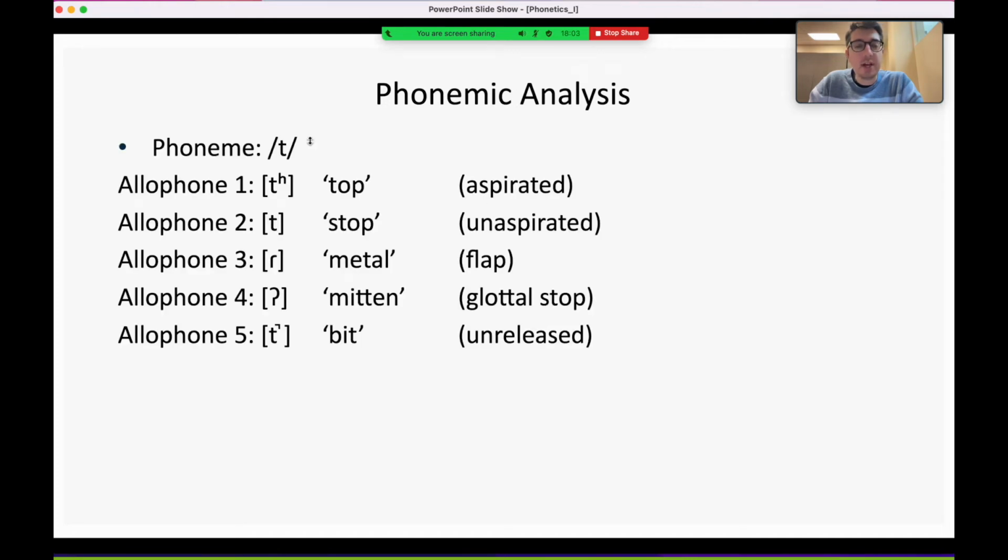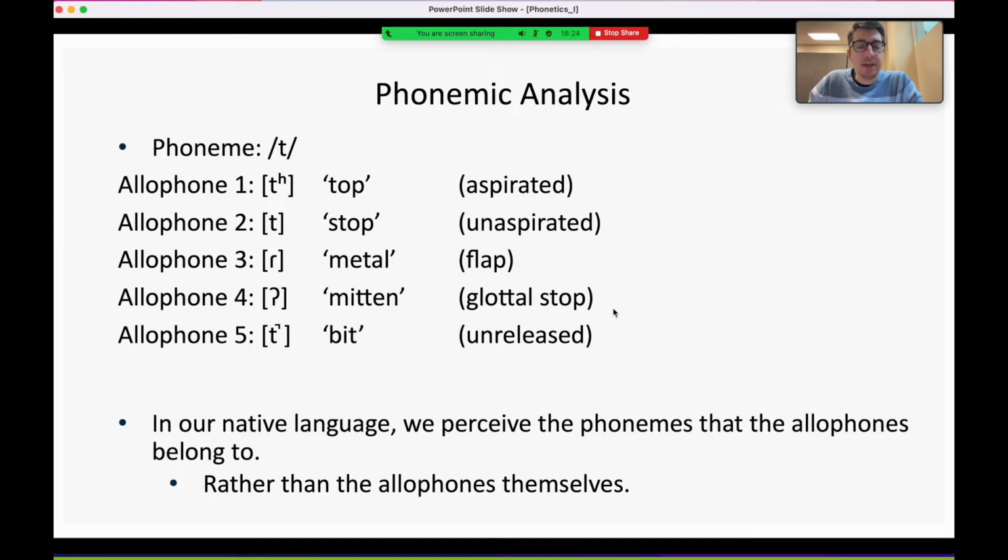about allomorphs. So, for example, in reality we hear t when we say top, stop, metal, mitten, bit. However, we produce all of these t's differently, and those productions are called allophones, and what we perceive is called a phoneme. So, in our native language, we perceive the phonemes that the allophones belong to, and we produce allophones, right? So we can produce top with a little bit of a puff of air coming out of our mouth. Stop without a puff of air.